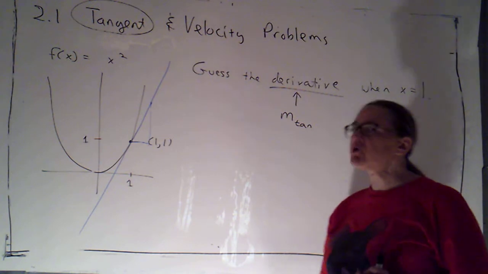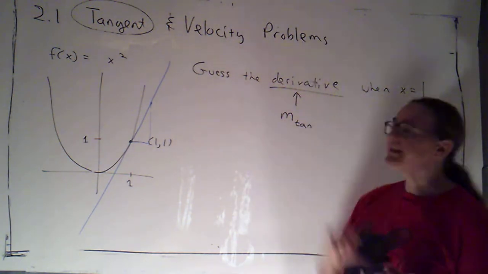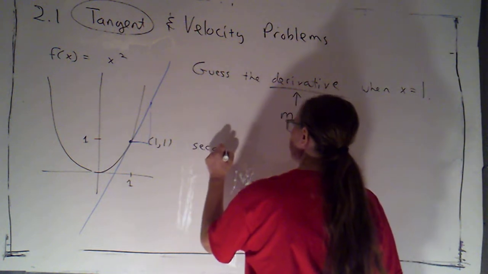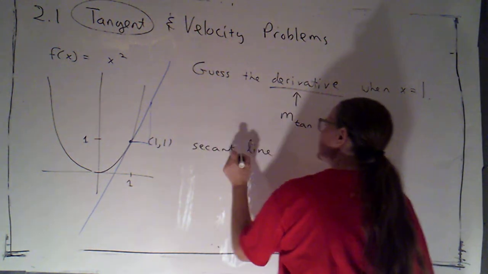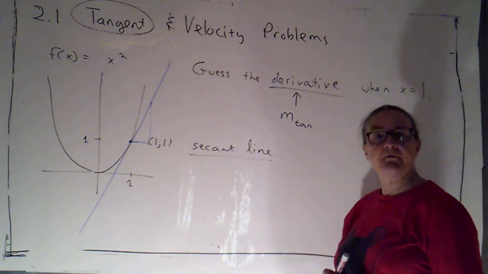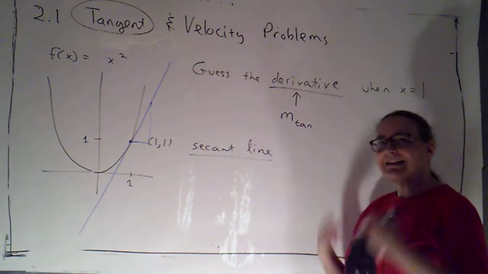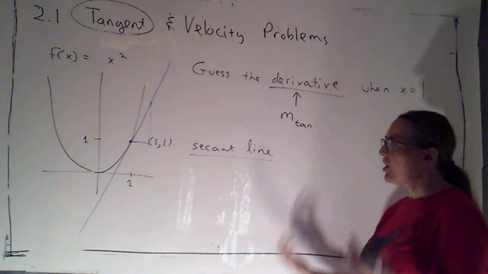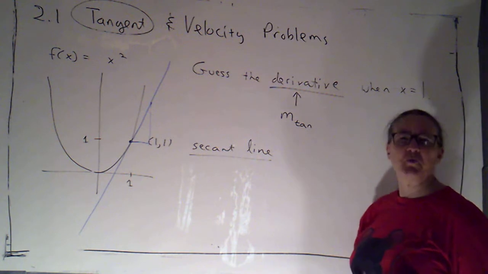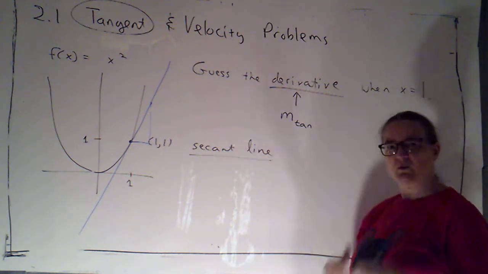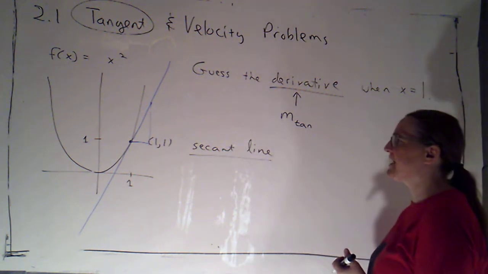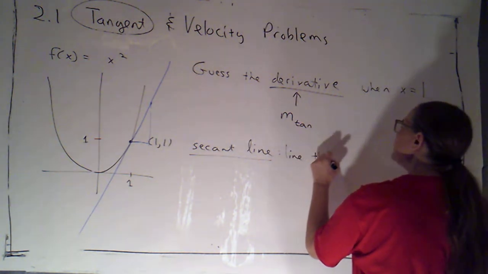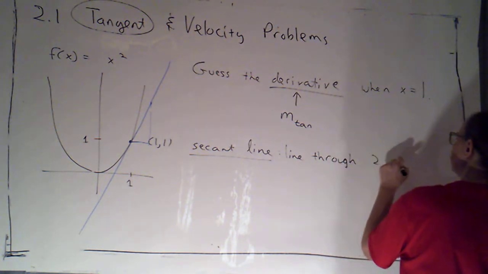But there's another sort of line that I can associate with this curve, and that's called a secant line. Now again, secant is a word that we're familiar with from trig. The secant line does have a connection to the secant trig function. For our purposes, that's not super important. Again, I'm going to really think of it as just we're using the same word in a different context. A secant line is just a line through 2 points on a curve.